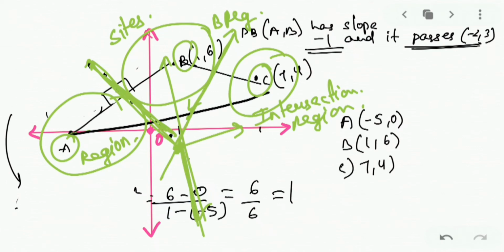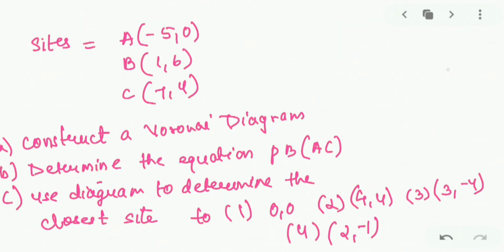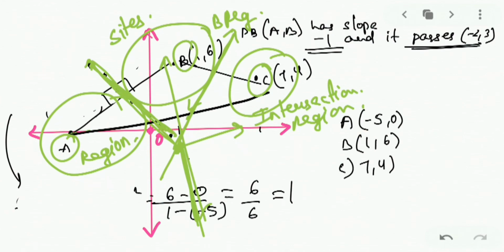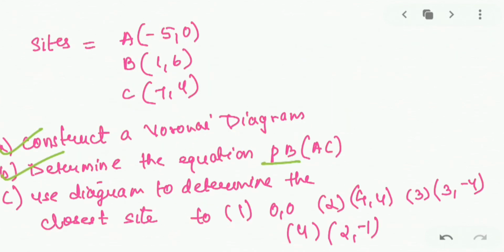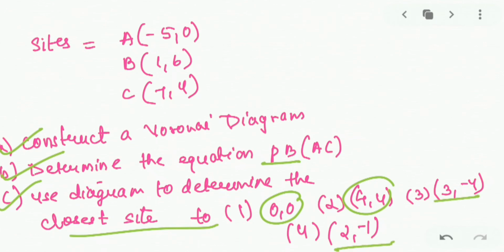Let's go back and check what our next question is. Your next question is to determine the equation of the perpendicular bisector AC. We must have already done that while drawing the perpendicular bisector. Let's read out the third question, and it says use your diagram to determine the closest site to (0, 0), (4, 4), (3, -4) and (2, -1).